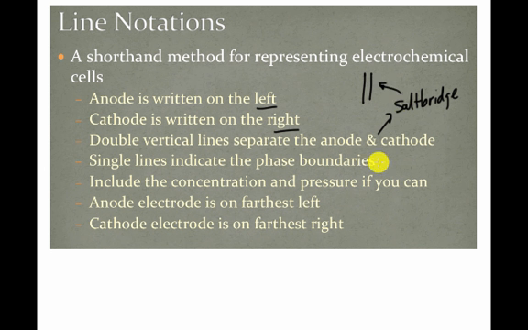Single lines are going to be phase boundaries. So if you have a solid and a liquid or a solid and aqueous, you're going to separate it with a single vertical line. And we're going to put in concentrations and pressures if you can. Sometimes they don't give you that information in the problem, so if they don't give it to you, you don't have to include it. But if they do, you would just put it in parentheses, and I'll show you in a second. Your anode electrode is always in the farthest left. So what always starts it is your electrode, and what always ends it is the cathode electrode.